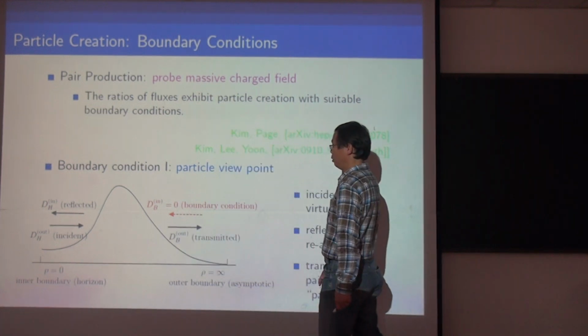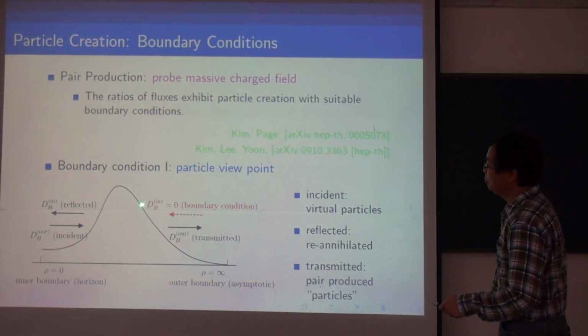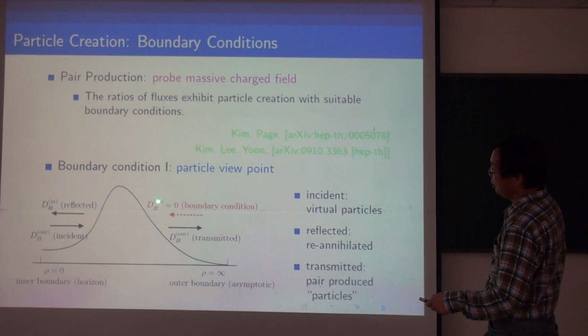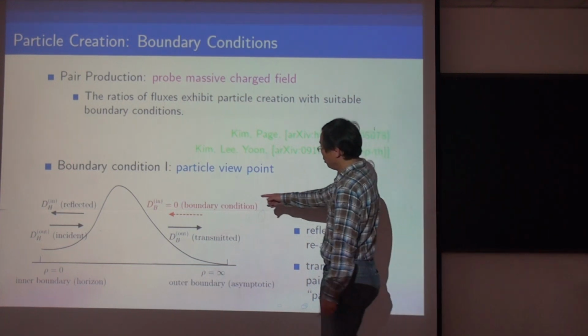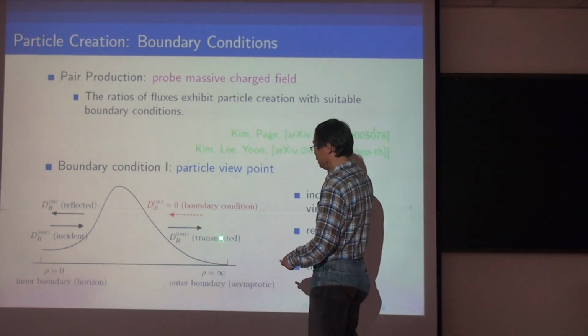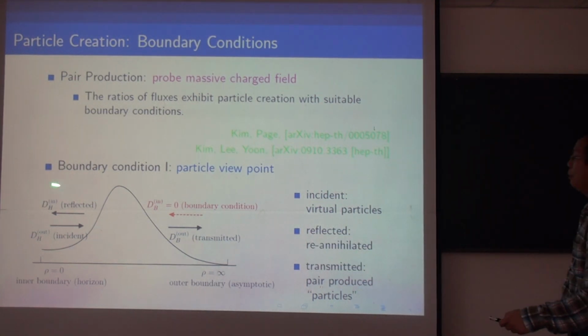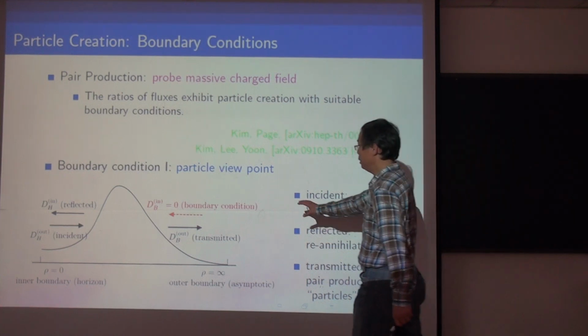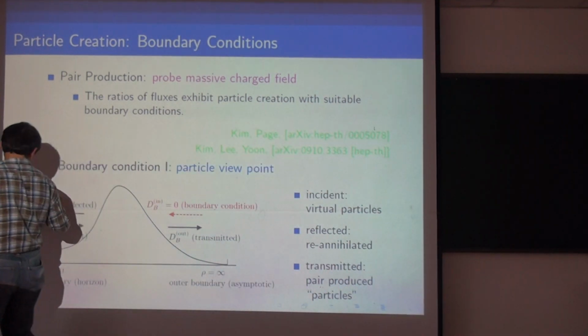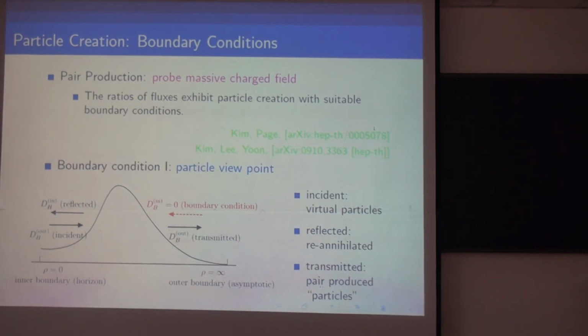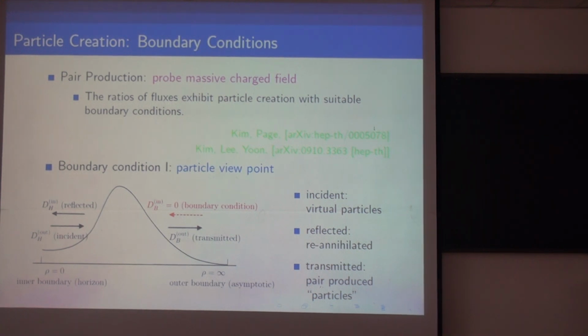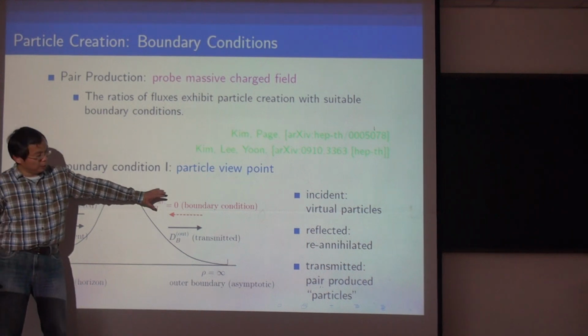So we impose the boundary condition that the inward flux is equal to 0, and try to see how much outward flux. And this flux is due to the flux on this side. So we try to find the solution of the scalar field and impose this boundary condition.